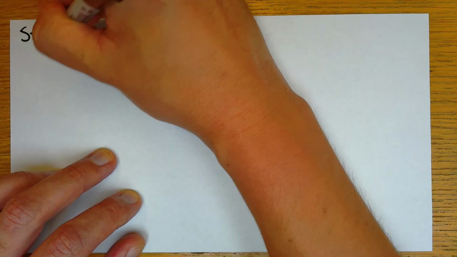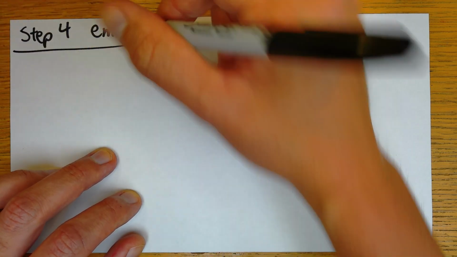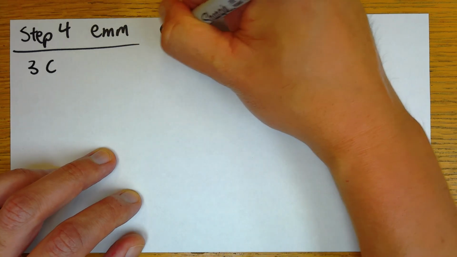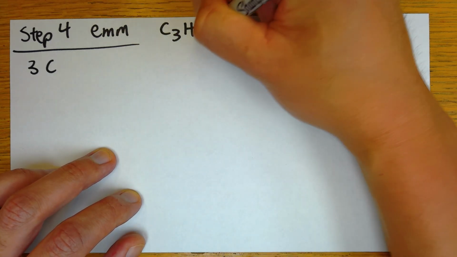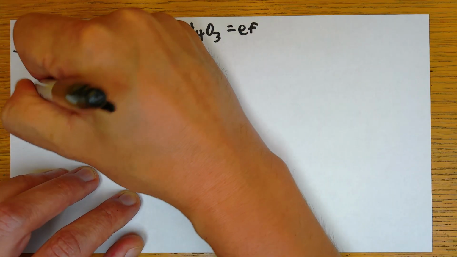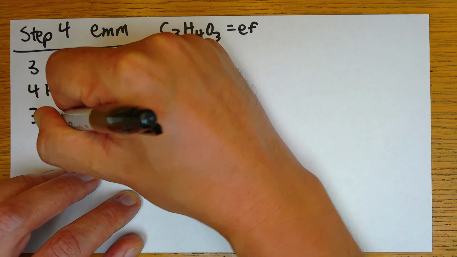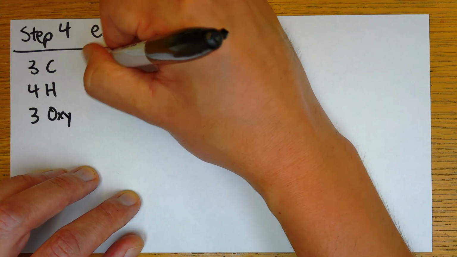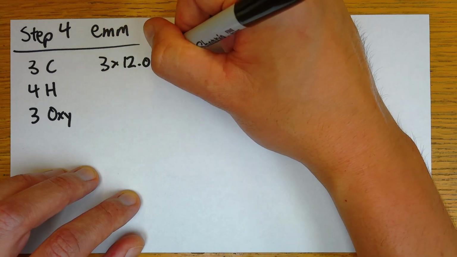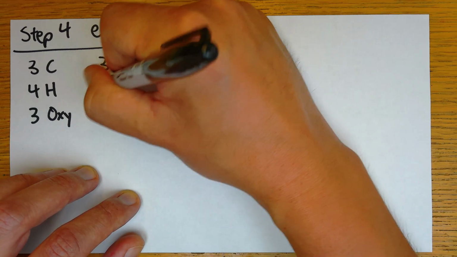Step 4, we will calculate the empirical molar mass. So 3 carbons. Let me rewrite what that empirical formula was. We had 3 carbons, 4 hydrogens, and 3 oxygens. 3 times 12.01 grams per mole, again from the periodic table. I'll not be lazy with my units this time.